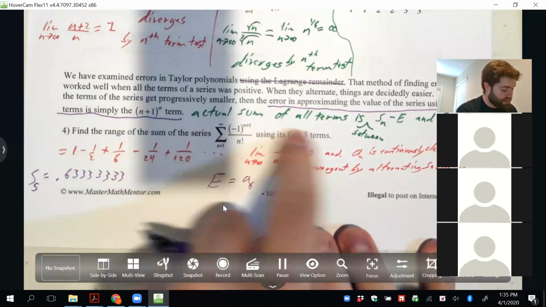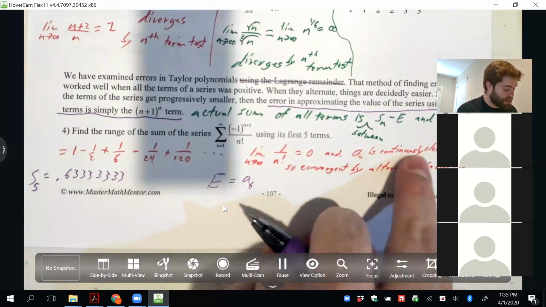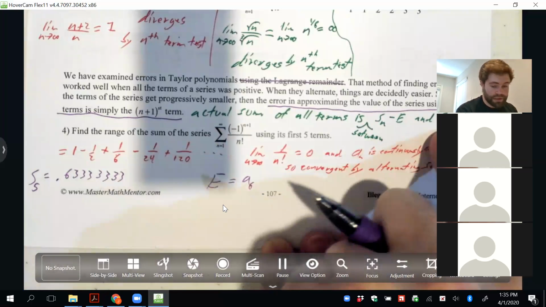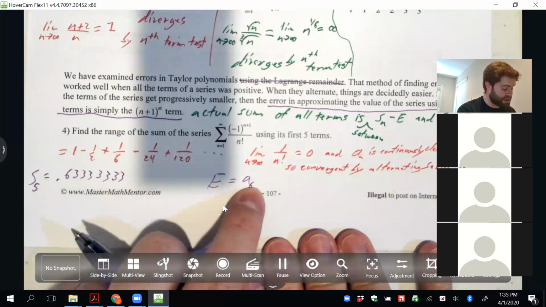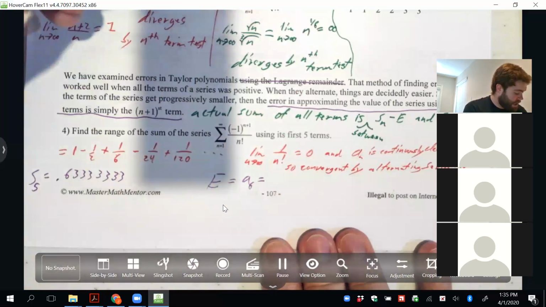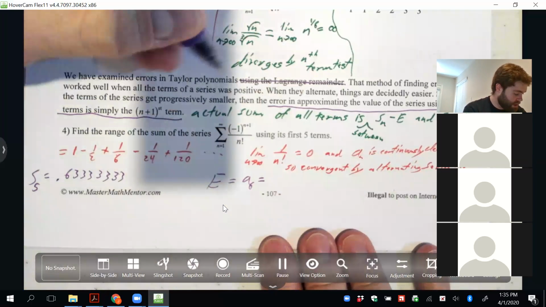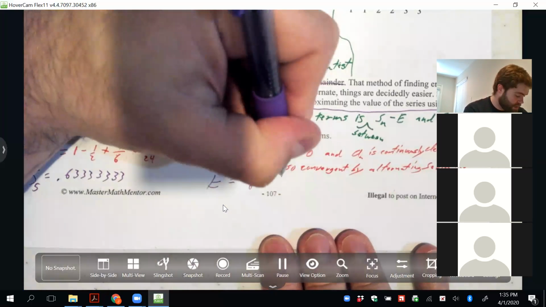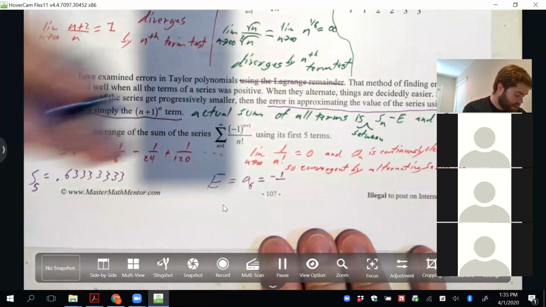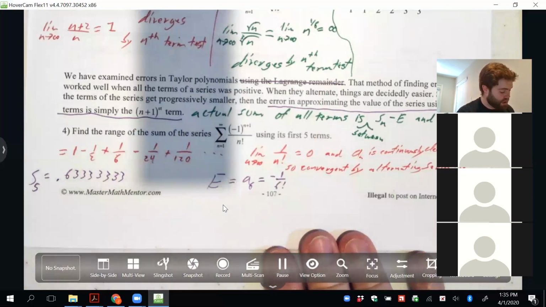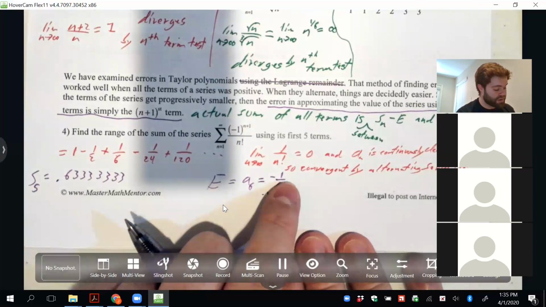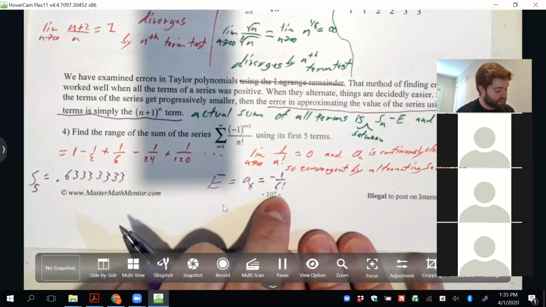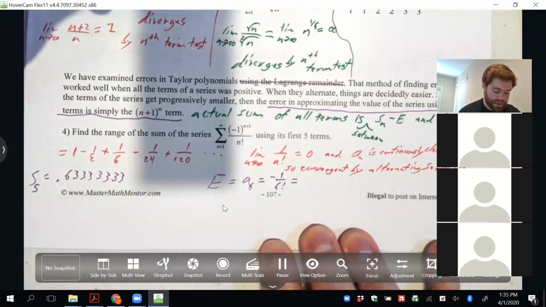And so the actual sum is going to be somewhere between S sub n minus the error and S sub n plus the error. Well, what is our error? The error is just going to be the very next term, which is a sub 6. Now it's going to have to be negative, so negative 1 over 6 factorial. 6 factorial is 720, so you could just write 720. So the error is just the 6th term, which would here be negative 1 over 720. We can get the decimal for that.